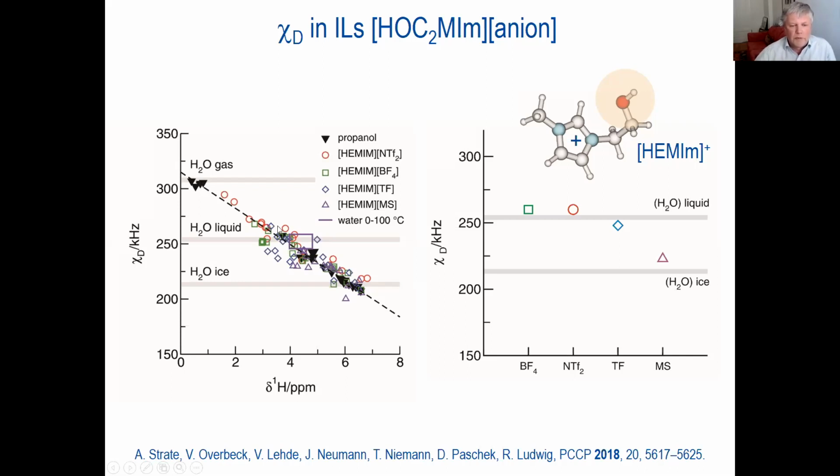And then if we have stronger downfield shifts, that's related to a decrease of the quadrupole coupling constant. So both the proton chemical shift and the coupling parameters are sensitive probes of hydrogen bonding, and they show this nice relation to each other, and that helped us to come up with the coupling parameters and finally with the correlation times for this OH vector, which is involved in hydrogen bonding to anions in the ionic liquids.